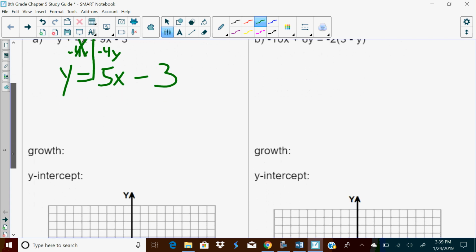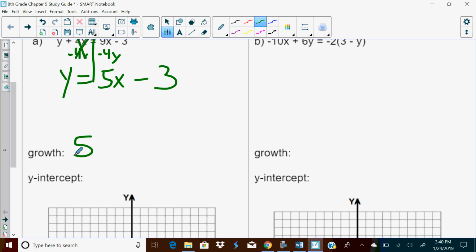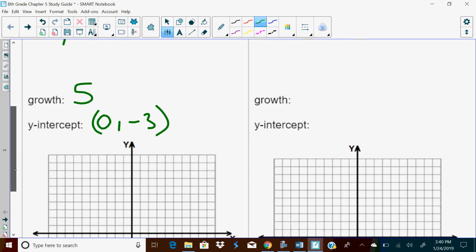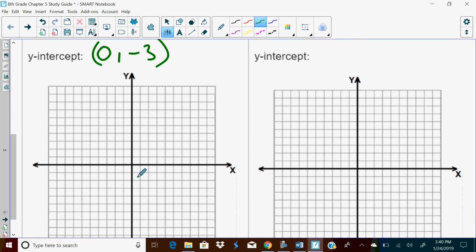I don't have to divide by anything, so my growth is going to be 5. My y-intercept is negative 3, and I could write it as an ordered pair if I want to. Either way is fine. So that means I'm going to start my graph at negative 3. So right here. And then I'm going to go up 5 and to the right 1. Now I should go down 5 and left 1. So my graph is going to look like that.